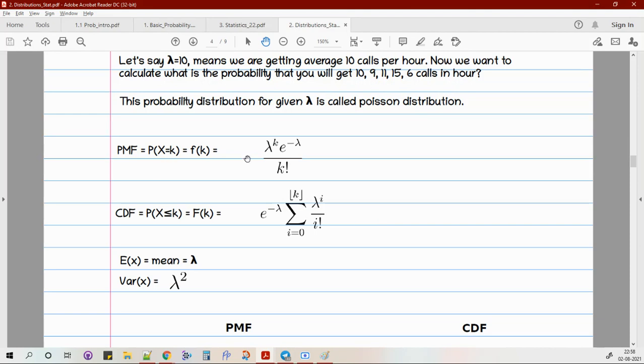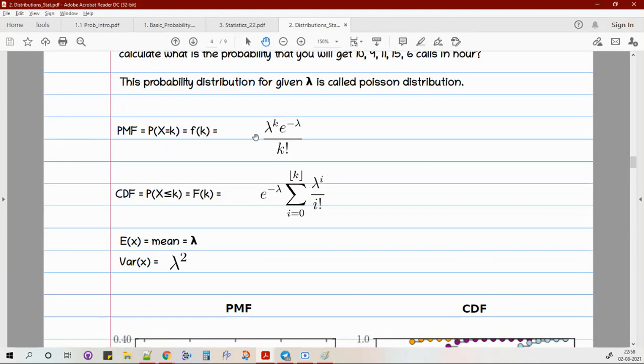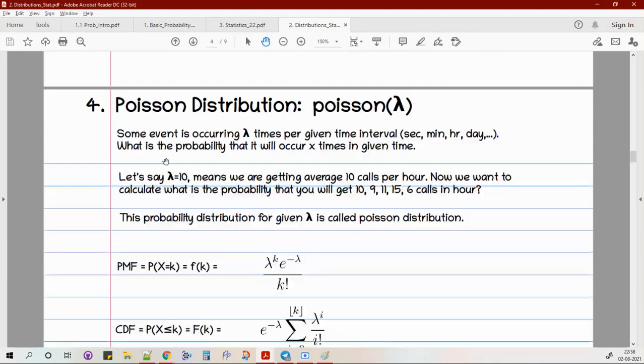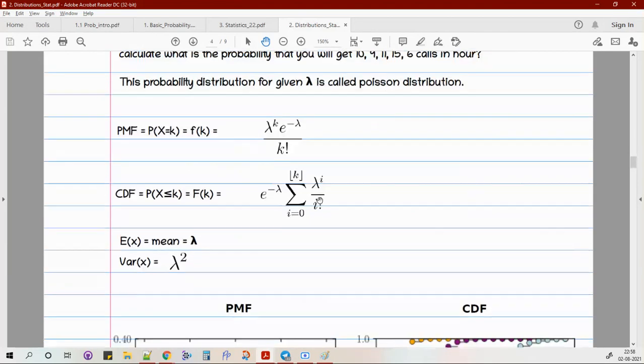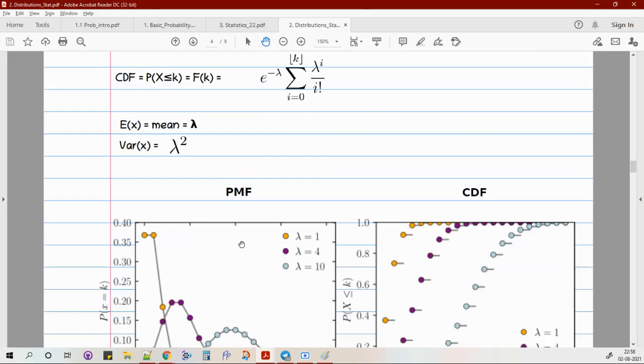So if I put k equal to 15, that is 10 to the power 15. Why is it 10? Because x equals k, right? There is no problem. 10 to the power 15 divided by, why is lambda so high here? 10. Okay, there is no problem, the formula is correct. That is 10 to the power 15 by 15 factorial times e to the power minus lambda, that is 10. So you will get the probability of getting 15 calls in an hour, right?